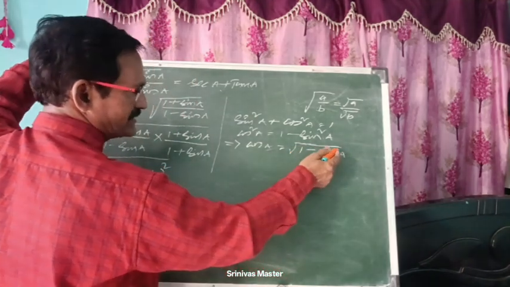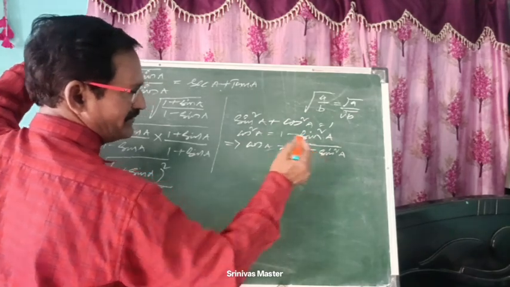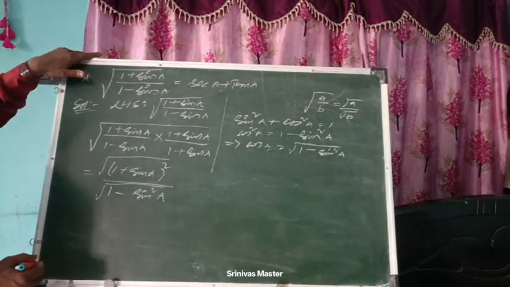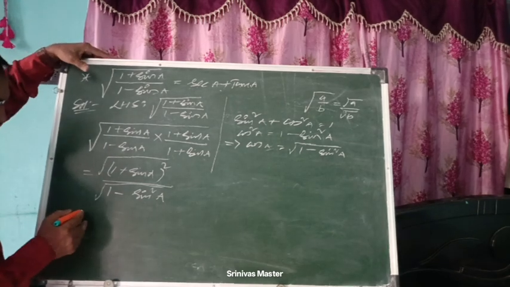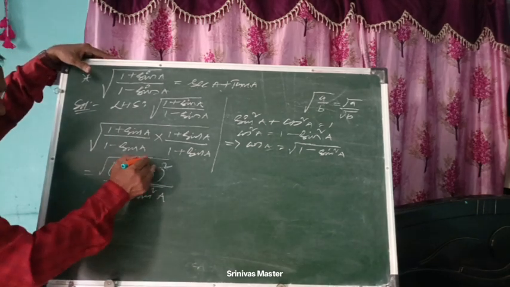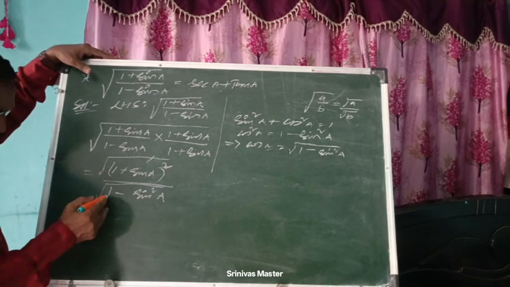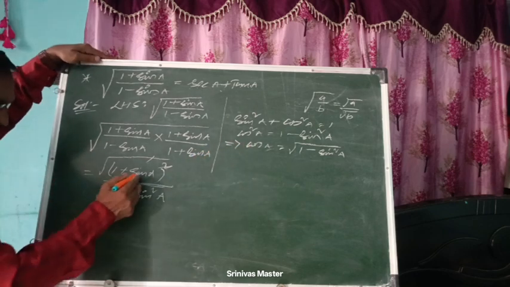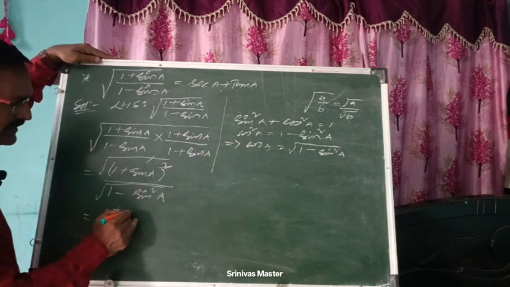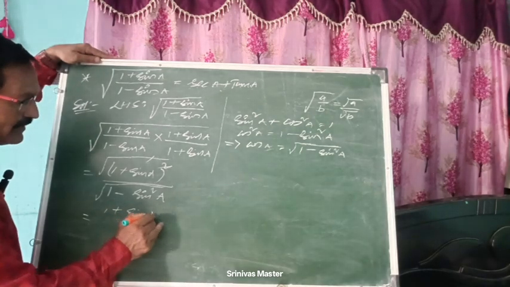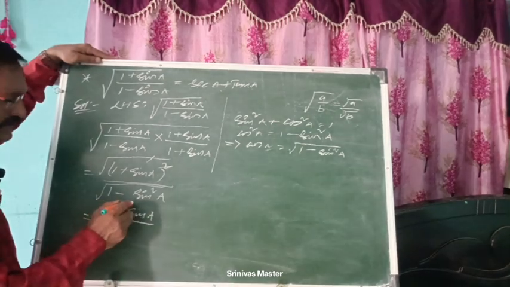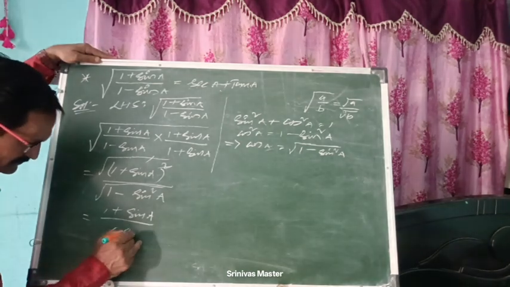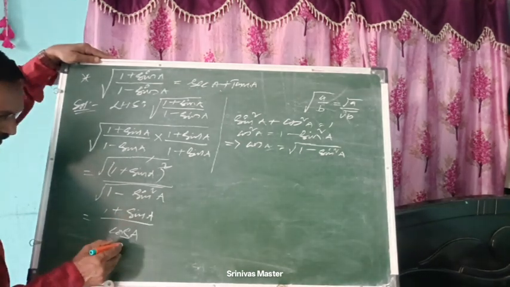See children, don't cancel square and root because both are bounded with minus. Either plus or minus, we should not cancel, you know the mathematical concept. So now we see what I am writing. Here square and root will be cancelled. Square root of 1 minus sin square A, what do you have to write? Cos A. So here what is left? 1 plus sin A. 1 plus sin A by square root of 1 minus sin square A means cos A. That you can write now: 1 plus sin A by cos A.